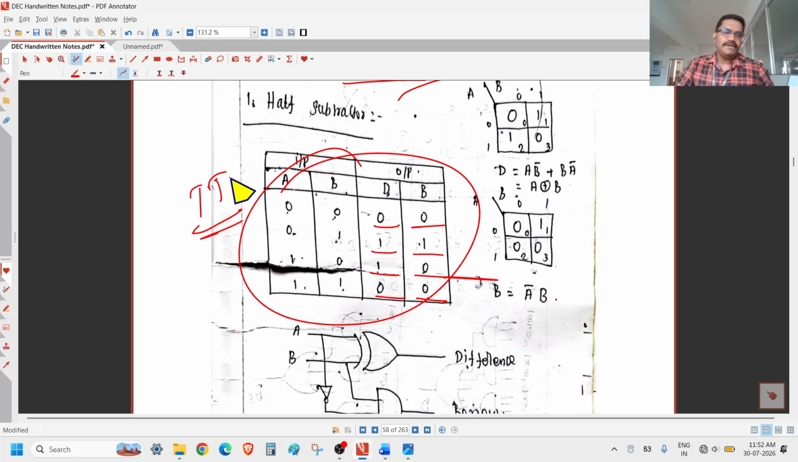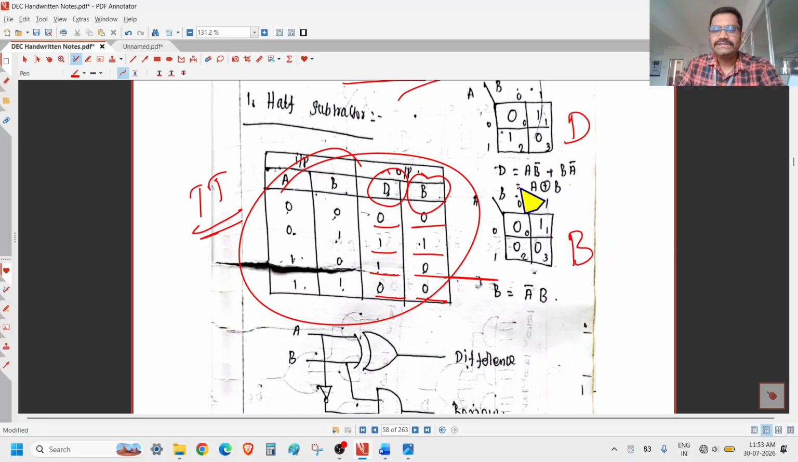Once you have completed the truth table, after that we go for the K-map. Why is the K-map required? Because we have to know the difference output equation and the borrow output equation to draw the final logic diagram. If you want to get the output equation, the K-map is the easiest way. So this is the K-map for difference, and this is the K-map for borrow.